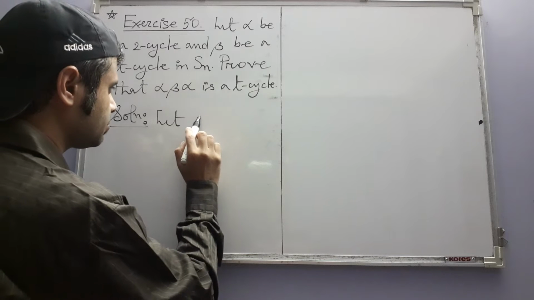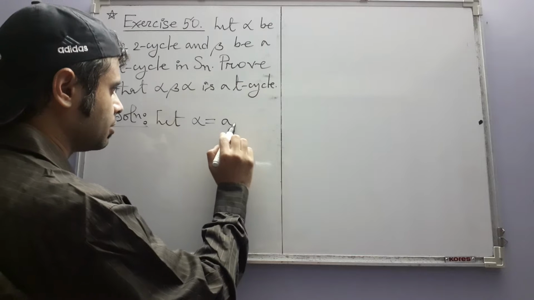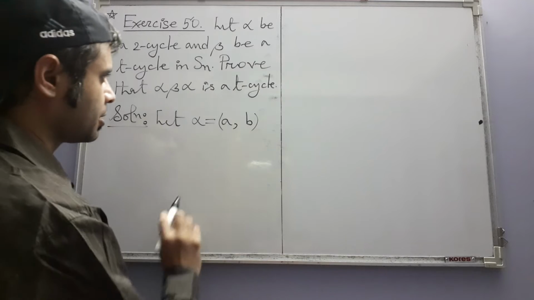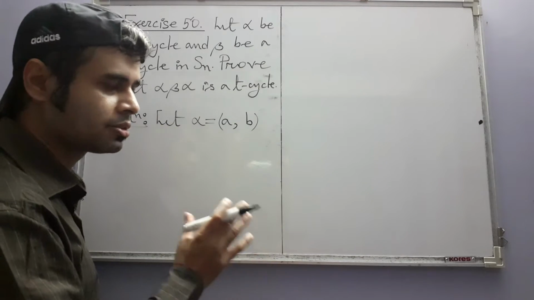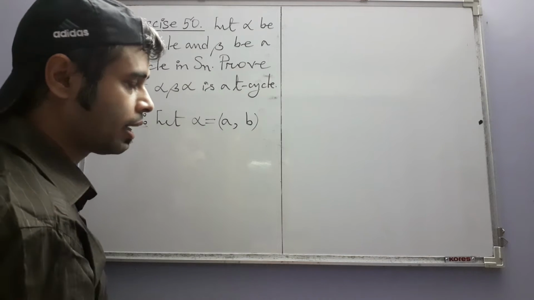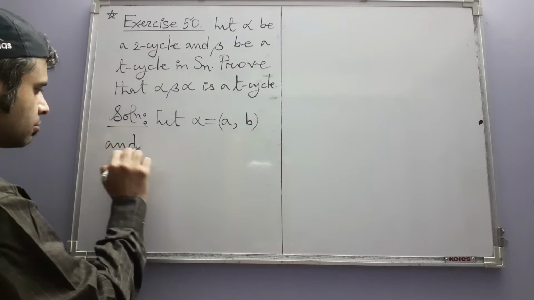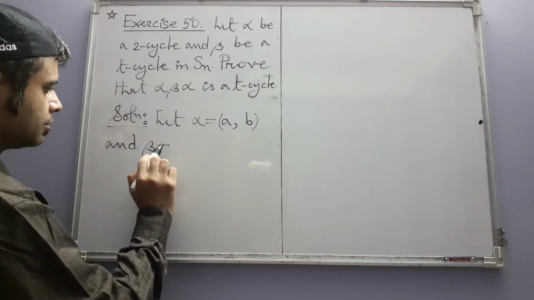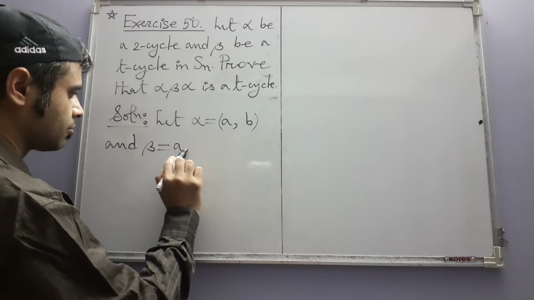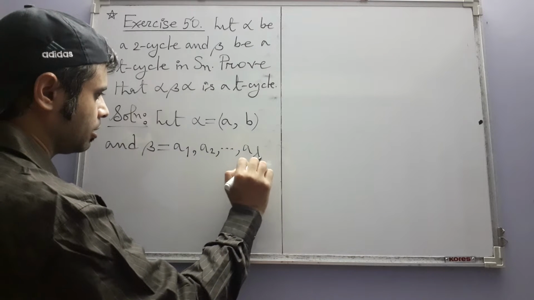Alpha is given to be a 2-cycle, so alpha will look like this, for some symbols A and B coming from the set of those n symbols on which the permutations from Sn are acting. Okay, so alpha is this and beta is the t-cycle. Say beta is this, A1 through At.